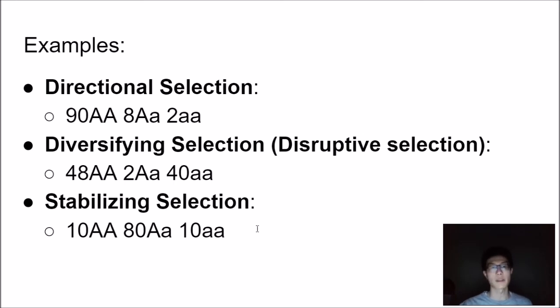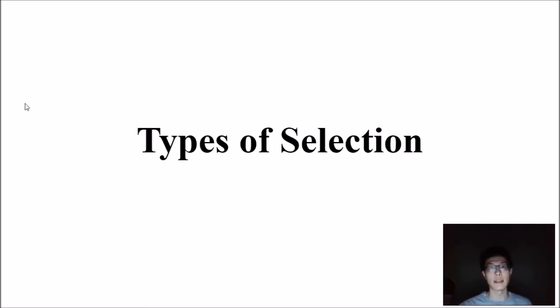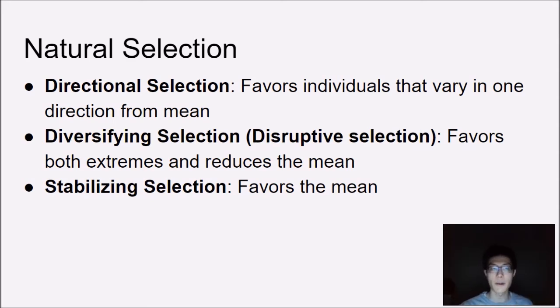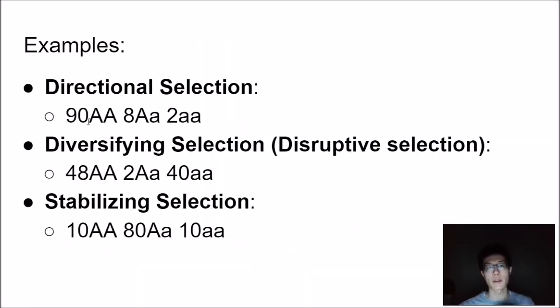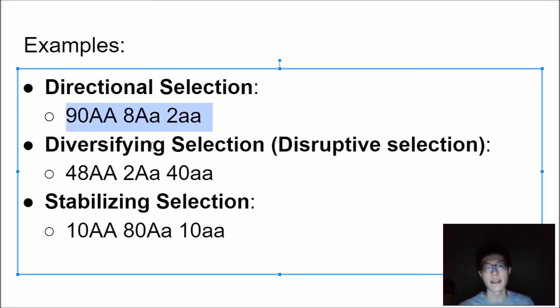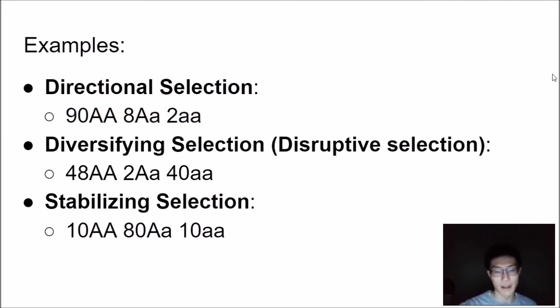So that's directional selection, diversifying selection, as well as stabilizing selection, and these are some of the common types of selection that you'll find in an intro classroom. So I would get to know the definitions first of all, graphically see how they're different, and then finally be able to look at a population like this and say, oh, well, there's 90 of big A, 8 of big A, little a, 2 of little a, which type of selection is it. And if you can do that, I think you will be pretty set for the exam.